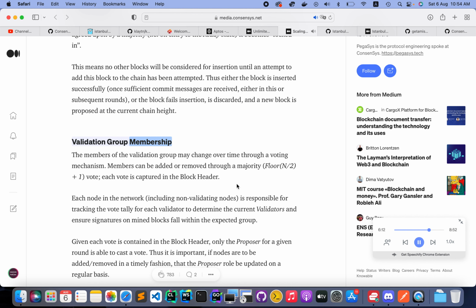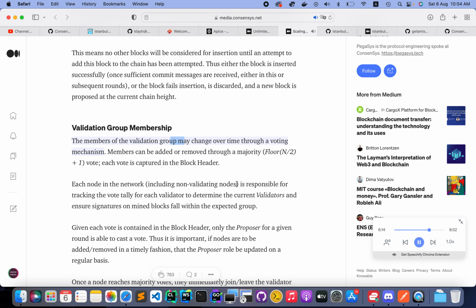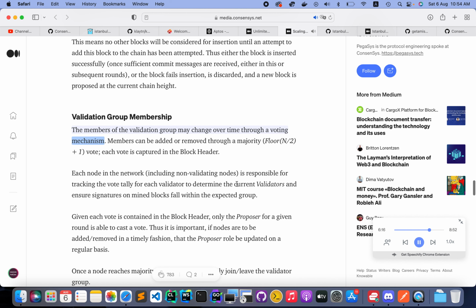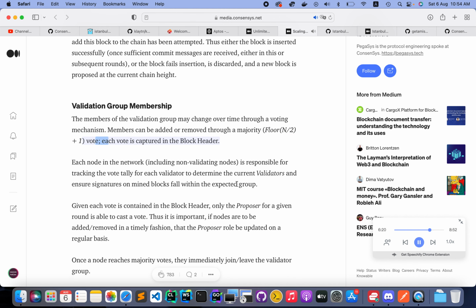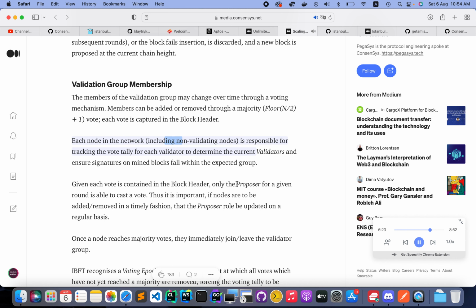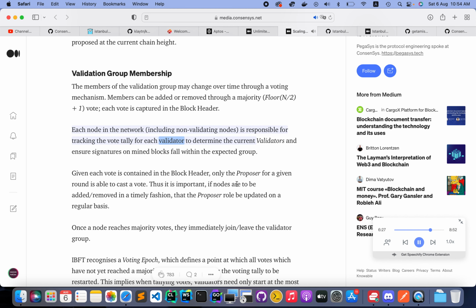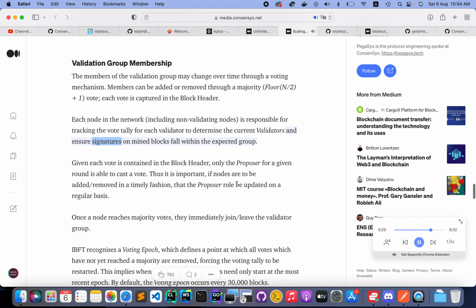Validation group membership. The members of the validation group may change over time through a voting mechanism. Members can be added or removed through a majority, floor(n/2)+1 vote. Each vote is captured in the block header. Each node in the network, including non-validating nodes, is responsible for tracking the vote tally for each validator to determine the current validators and ensure signatures on mined blocks fall within the expected group.